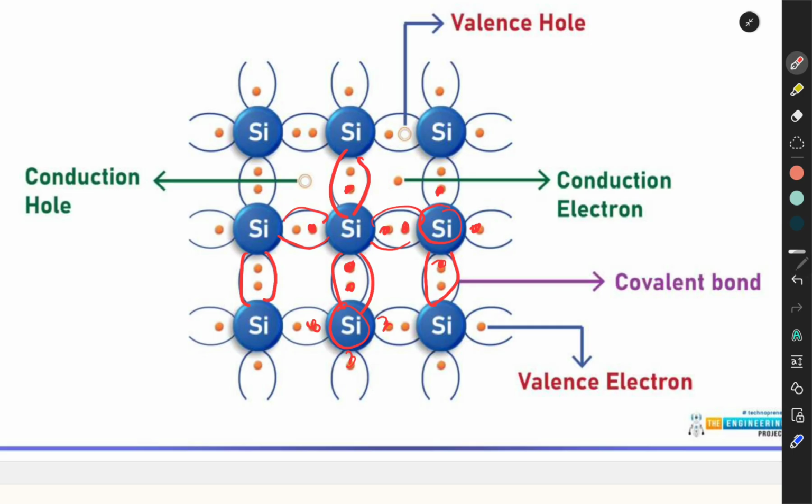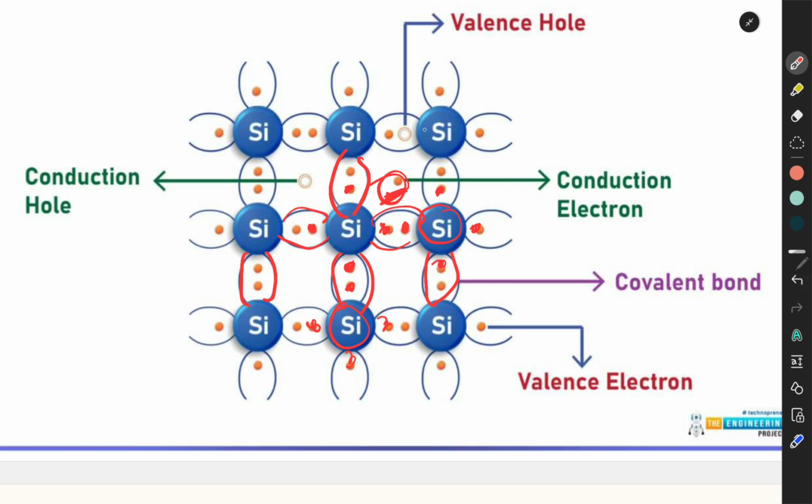So at a temperature a little above 0 degree Kelvin, because of this thermal agitation, the atoms in the silicon crystal will vibrate, and due to that vibration, the electrons are getting energy, no? Because of that energy, it will break this covalent bond and it will move around. You will find many such free electrons at room temperature.